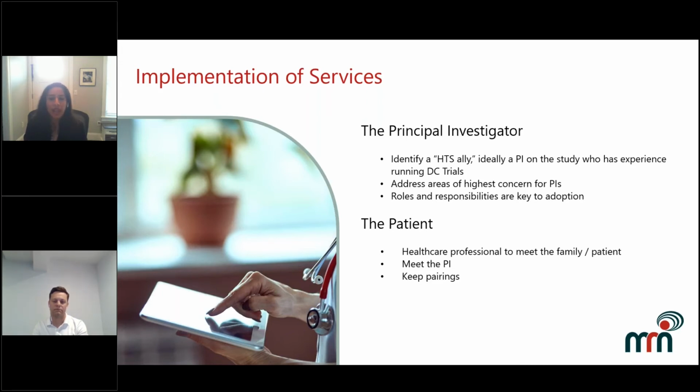And another thing I found, if you can do it, this isn't possible on all trials, but identify an ally. Find a PI or a sub-I or someone who's done it before who can speak to the other investigators and tell their story and tell it truthfully in a common language. Say, these are things that were really great. These are things that were kind of challenging. And that physician-to-physician connection is often more powerful than anything that either the sponsor or the DCT provider can do.